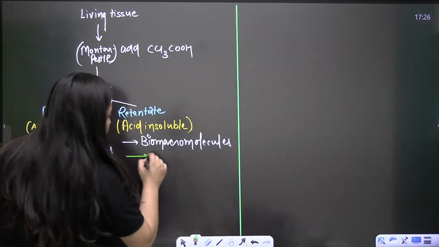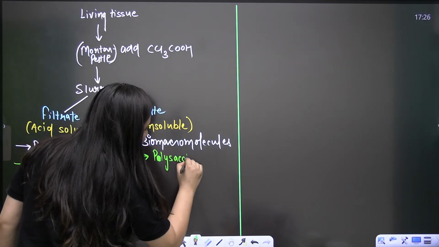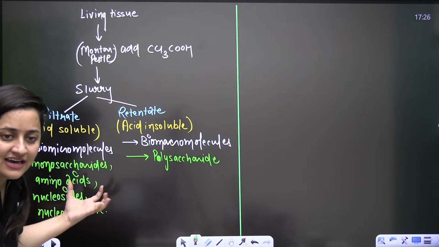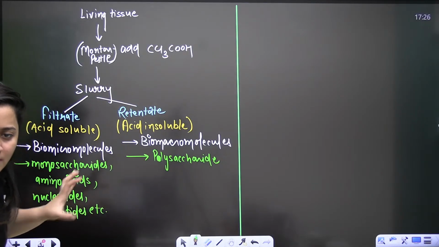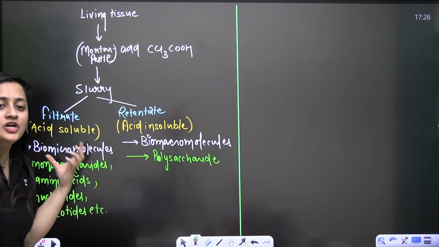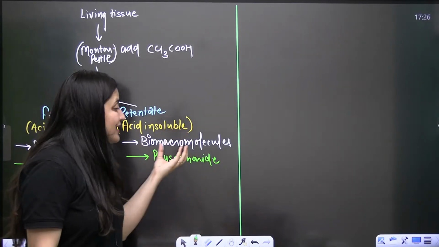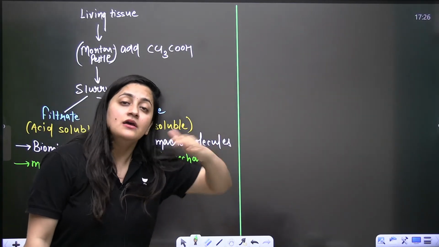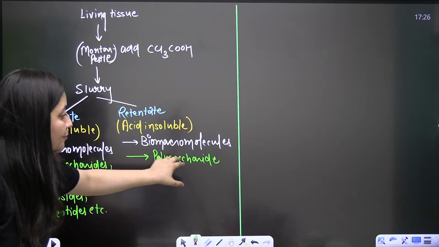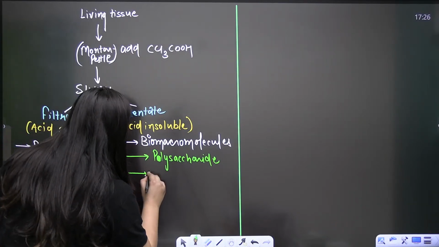Now when you talk about the acid insoluble fraction, the molecular weight should be above 10,000 Dalton. So here we will see polysaccharides. But you see the difference here. Mono means single, saccharide means sugar, single sugar is there, so obviously the molecular weight is less. Polysaccharide, poly means many sugars will be there, so it is obviously a biomacromolecule.